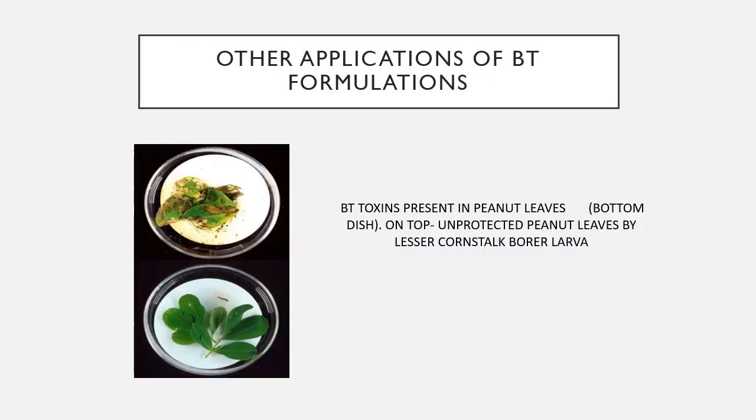The other application of Bt is here, where you can see peanut leaves. On the top dish the peanut leaves are destroyed by the cornstalk borer larva, and on the bottom dish you can see the healthy leaves, and this is due to the application of the Bt proteins.